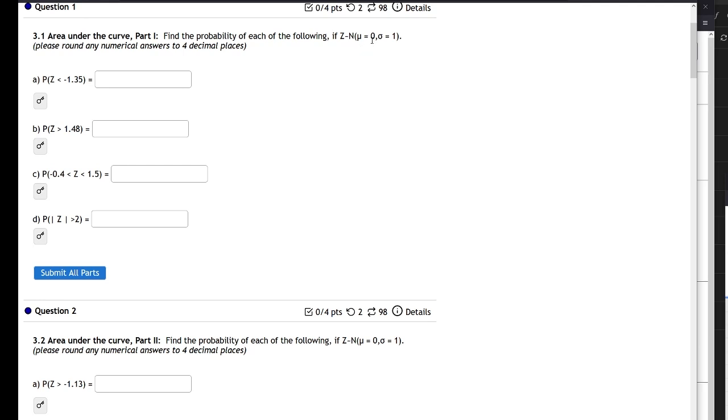This means that the mean is 0, and this means that the standard deviation is 1. So that's what we call a standardized normal distribution. That means that the mean is 0 and the standard deviation is 1. And we'll also look at problems where it's not normalized. Okay, so we're going to do a couple of these.